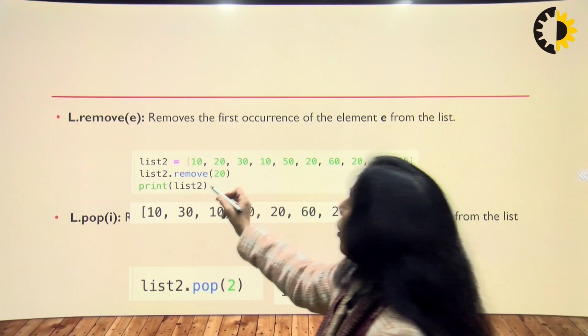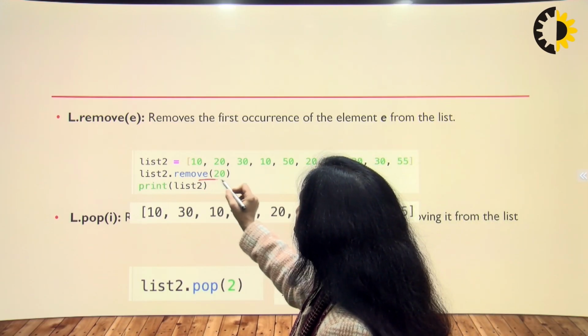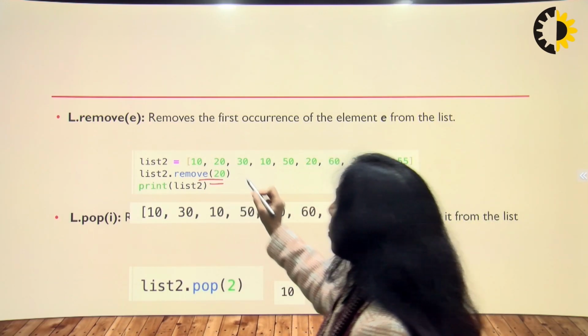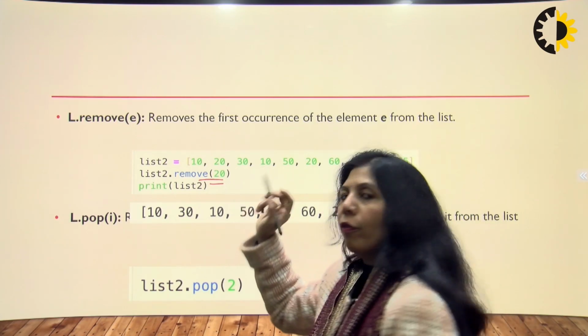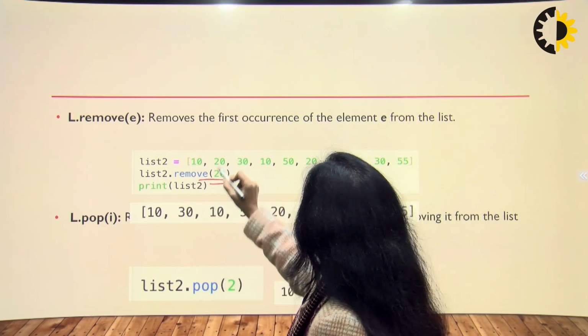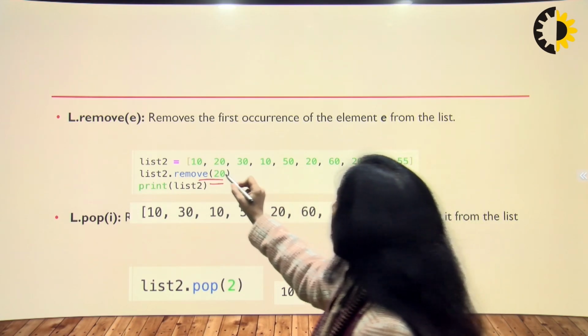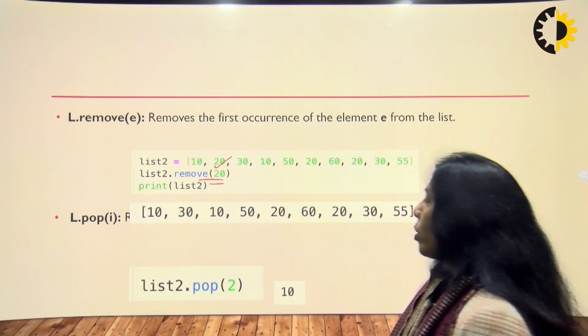Okay. The remove method just removes the particular value that is asked for, and it will remove the first occurrence. So here there are many 20s, but it will remove the first 20.